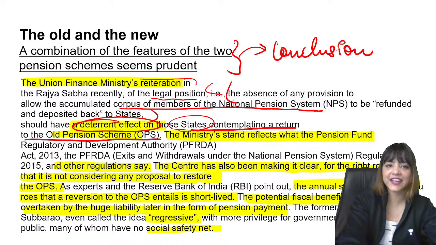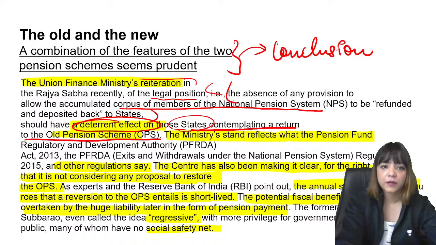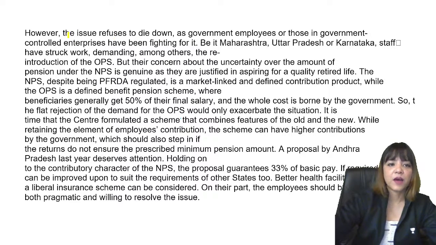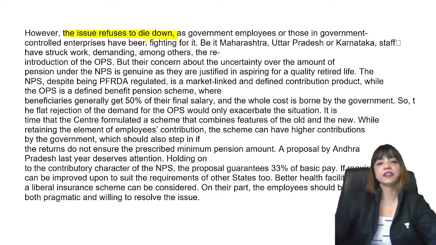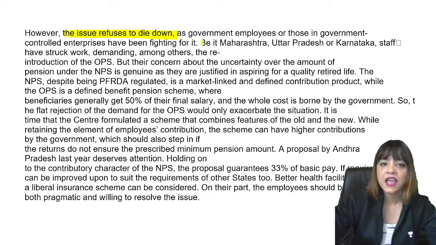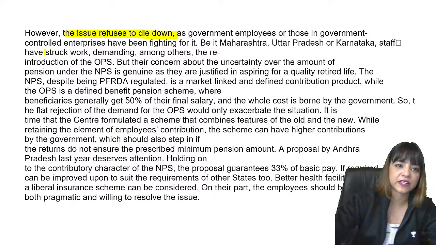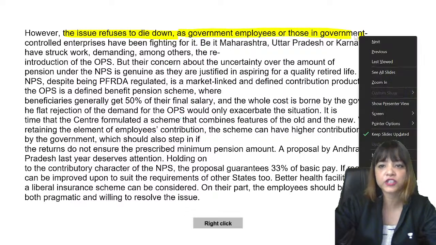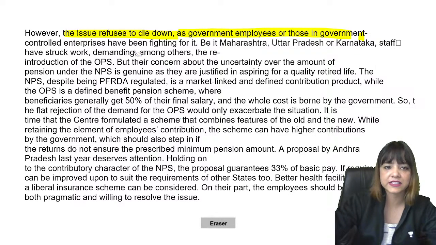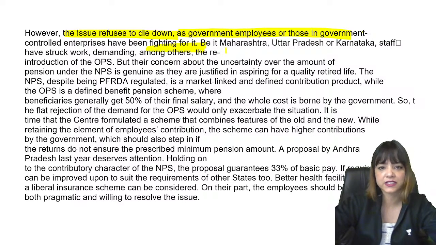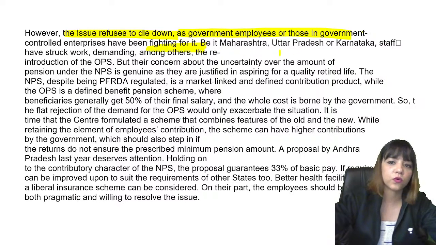If they are given less pension टू द पब्लिक, उनके पास एक तो और कोई बैकअप प्लान नहीं है, ठीक है? हाउएवर द इशू रिफ्यूजेस टू डाई डाउन। तो अब ये जो इशू है ये क्या हो रहा है? ये खत्म ही नहीं हो रहा है, ओके? इट इज नॉट स्टॉपिंग, इट इज नॉट कमिंग टू एन एंड, एज गवर्नमेंट एम्प्लॉयज और दोज इन गवर्नमेंट कंट्रोल्ड एंटरप्राइजेस हैव बीन फाइटिंग फॉर इट। क्यों नहीं खत्म हो रहा है? क्योंकि गवर्नमेंट एम्प्लॉयज और जो भी गवर्नमेंट के कंट्रोल्ड एंटरप्राइजेस हैं वो क्या कर रहे हैं?